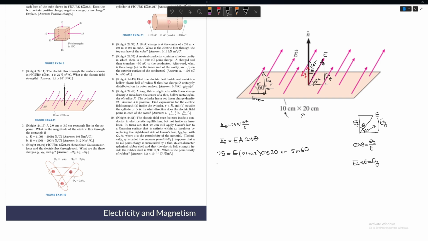And so now isolating, you'll get 25 divided by 0.1 times 0.2 cos 30. Plugging this in, 25 divided by 0.1 times 0.2 cos 30. That gave me 1443, or 1.4 times 10 to the 3. And that is our answer right here. Okay.